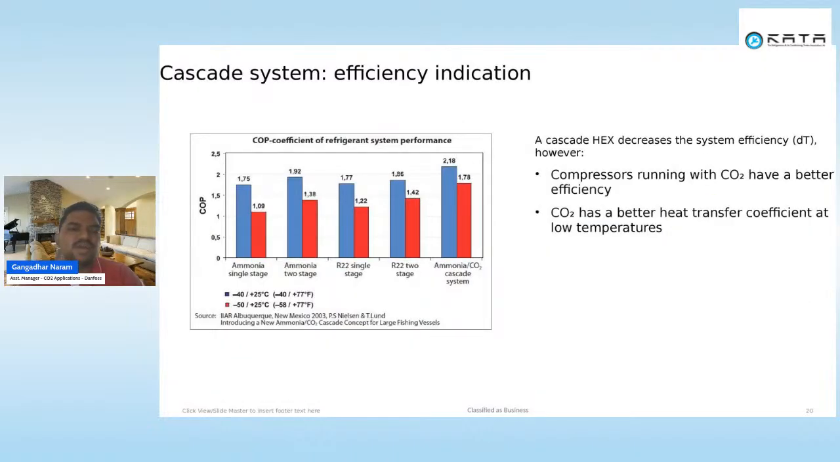This is one indication of the cascade system's efficiency. There you can see the refrigerant system performance of CO2 against ammonia single stage, ammonia two stage, R22 single stage, R22 two stage, and the ammonia CO2 cascade system. The ammonia CO2 cascade system is always higher. The COP is always higher at minus 40, and always higher at minus 50 also. You can see here 2.18 and 1.78. After that, the ammonia two-stage system is the next most efficient, with 1.92 and 1.38.